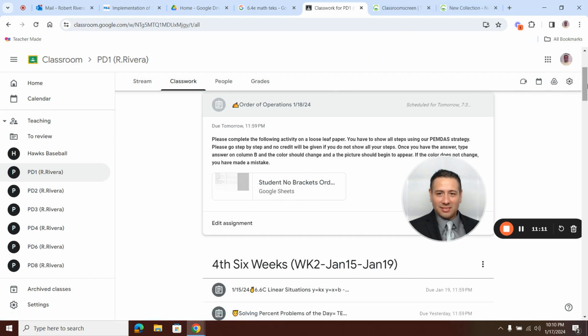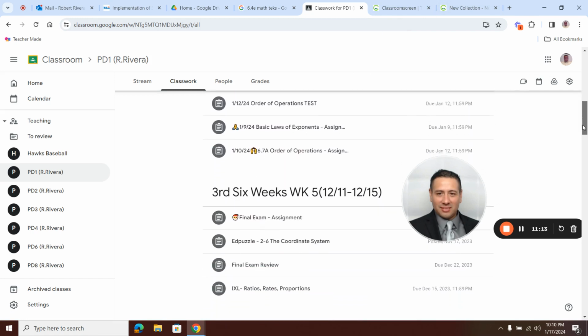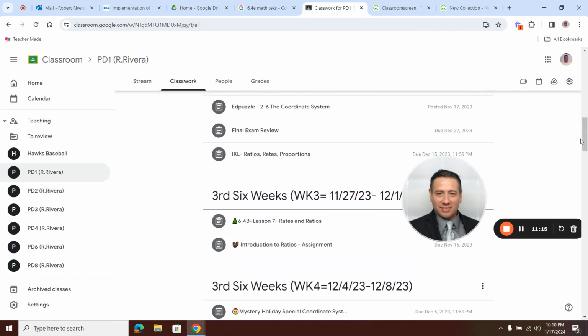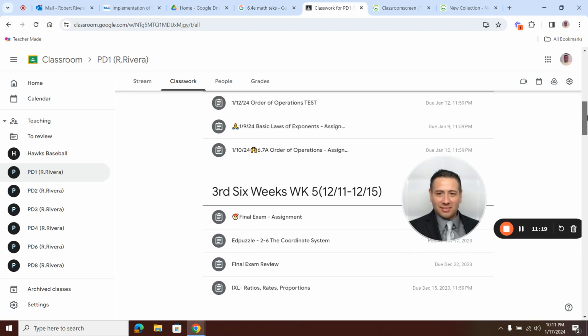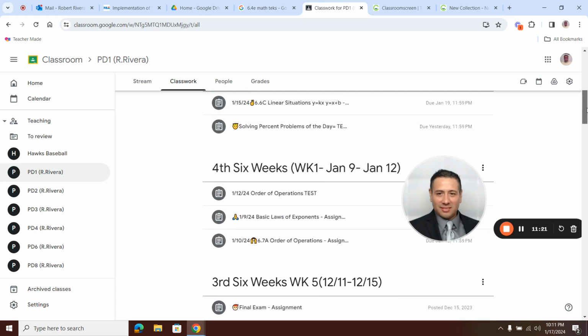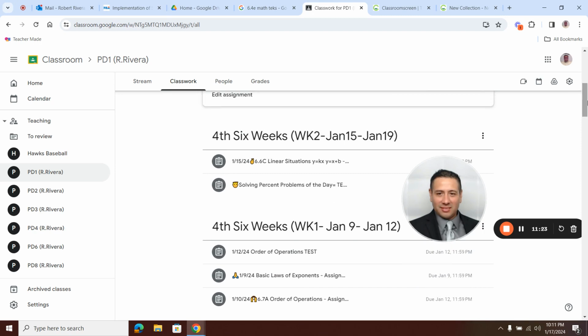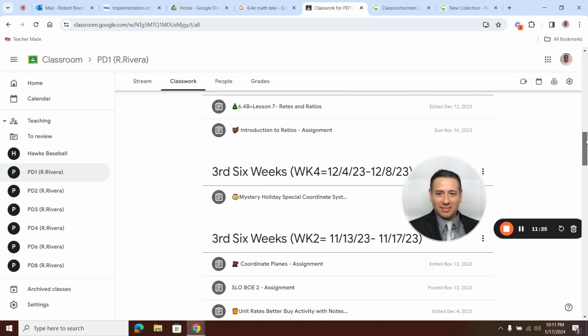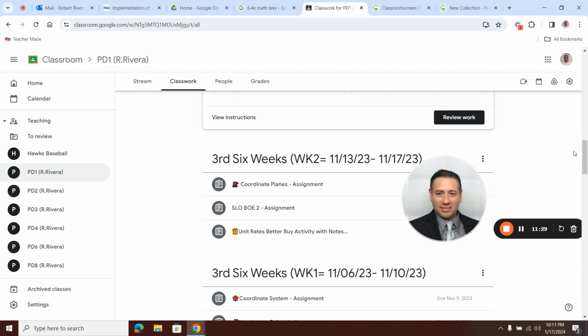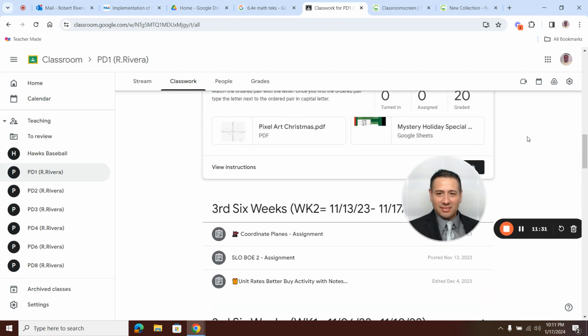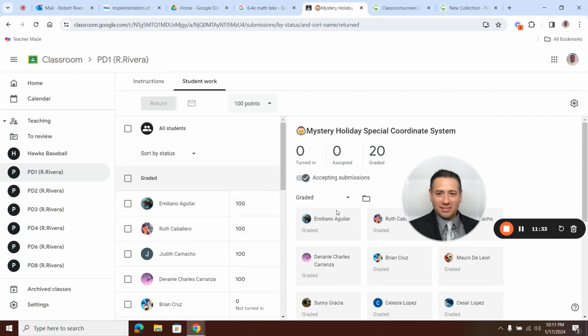This is like the one that we already did. We did it before in Christmas, the mystery one about the Christmas tree. So we already done one like that, except this one is about order of operations. We did this one the same way that you submit it, so I can go grade it.